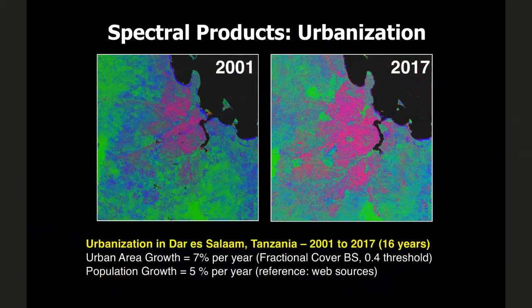So this is 16 years. On the left, you see the urbanization is in the darker red areas. This is a bare soil component of a fractional cover product. And on the right side, you can see the increased urbanization 16 years later. This particular area has grown 7% per year using this threshold approach with a population growth of 5%.